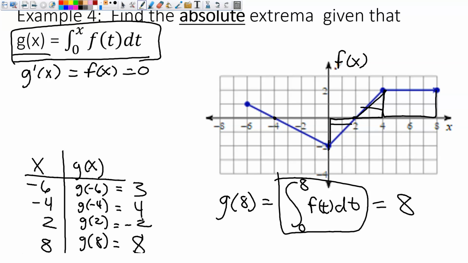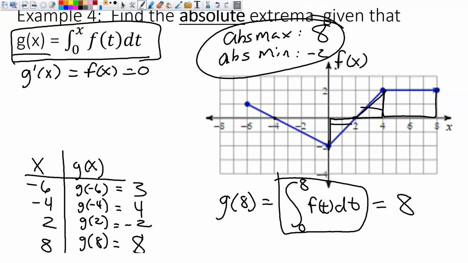Okay, so you just kind of basically keep finding the areas that you need. And then from there you can identify your max, so my absolute max and my absolute min. Let's identify those. What is my absolute max value? 8. And what's the absolute min? There you go. So my absolute max happened at an endpoint, and my absolute min happened at one of the relative extrema. So, all right. That's that.